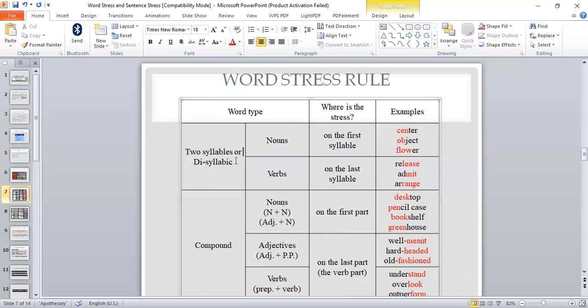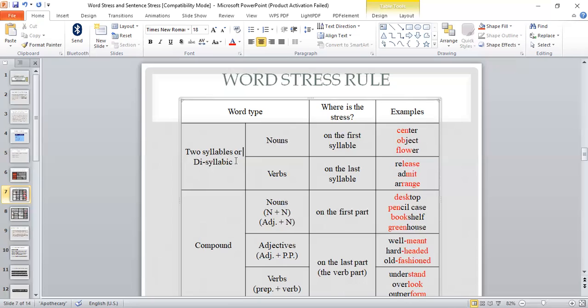However, on verbs with two syllables, the stress is placed on the last syllable. So you can make it a sum. For two-syllabic nouns, the stress is placed on the first, and for two-syllabic verbs, the stress is placed on the last. So whenever I'm teaching my students, I tell them: nouns for F, verbs for L. Nouns for Fs, verbs for Ls. That is, for two-syllabic nouns, I go with the first syllables. For two-syllabic verbs, I go with the last syllables. That has been what I guide myself with.